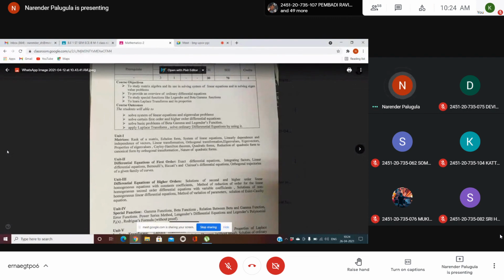Okay. So here we start Unit 2, that is differential equations of first order. Dear students, first let us recall some terminology in differential equations. Already you have studied it at the 10+2 level. So first question is: what is the definition of a differential equation? Anyone? How to define a differential equation, students?